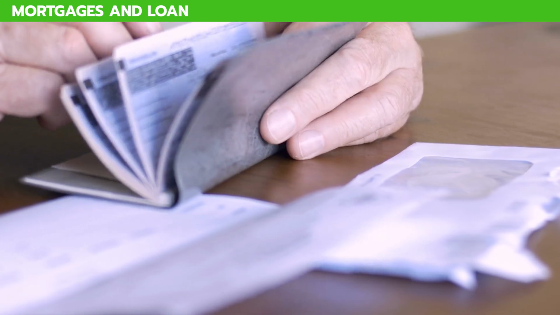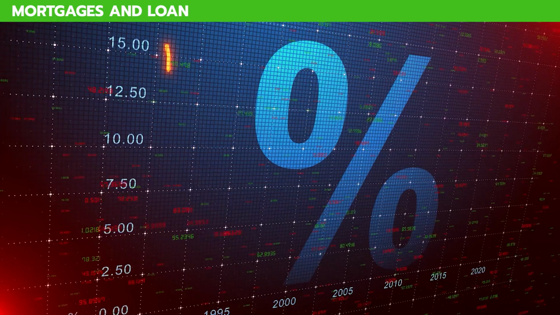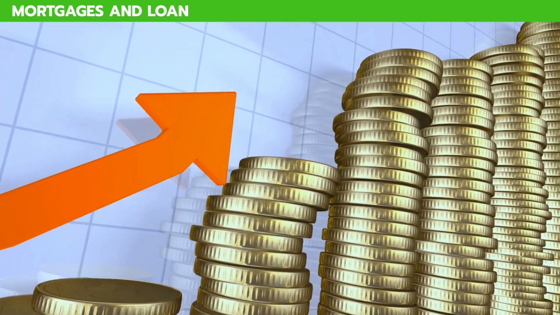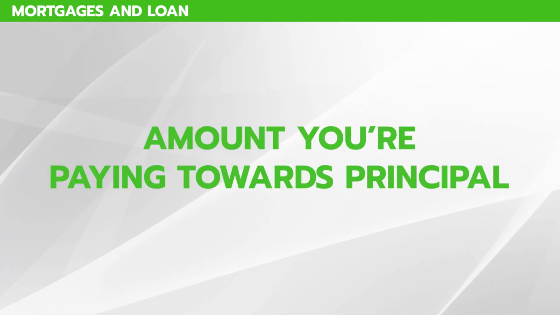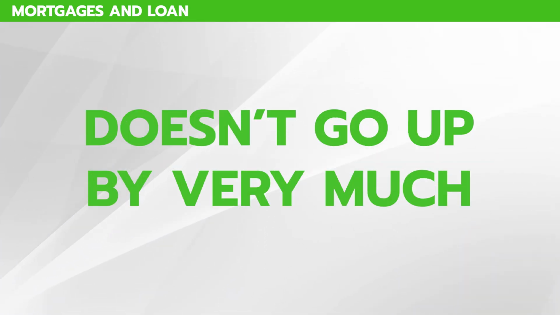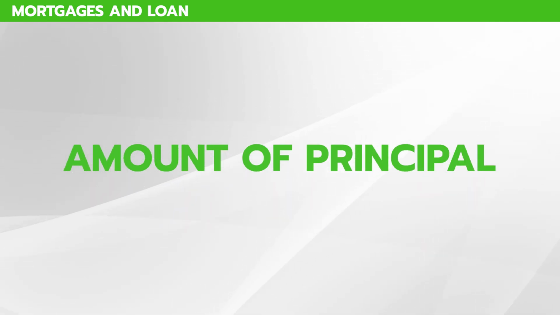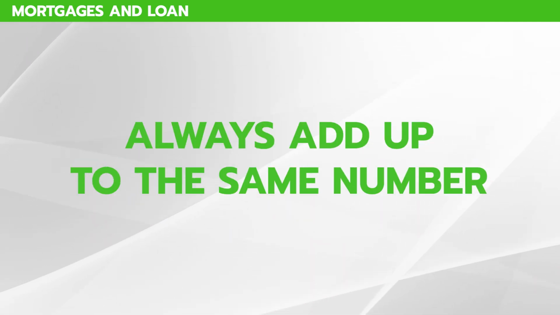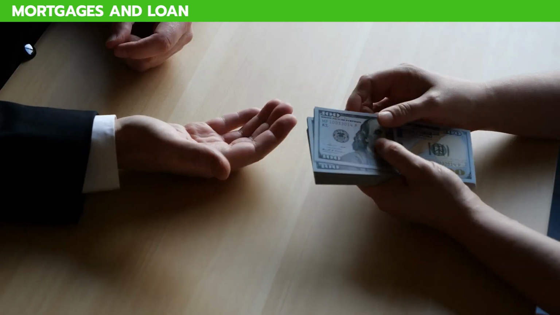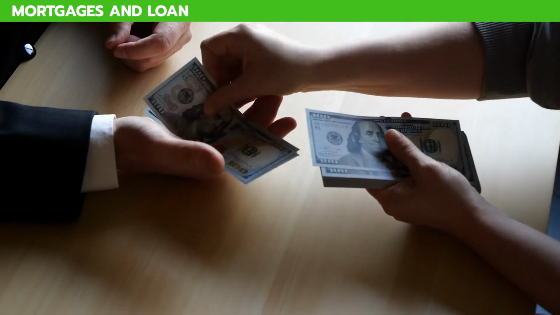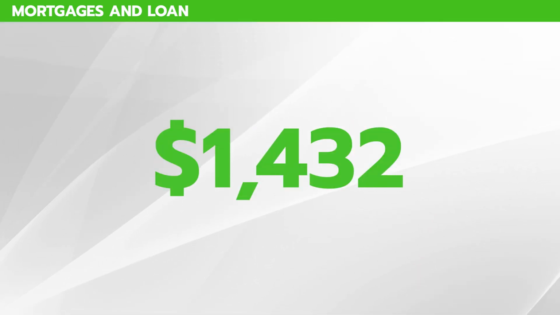So what do they do for the next month? Well, they now use your new balance to figure out the change in your interest and principal due. As you can imagine, the amount of interest is still quite high, and the amount you are paying towards principal doesn't go up by very much. But what's interesting is that the amount of interest and the amount of principal that were in the first payment always add up to the same number. This means you pay the same monthly rate throughout the life of your loan, which in this case is $1,432.